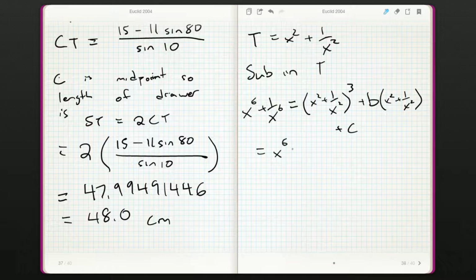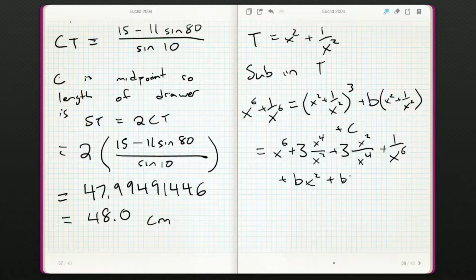But you get x to the 6 plus 3 times an x squared squared, so x to the 4, and then a 1 over x squared. Then 3 times an x squared, and then a 1 over x squared squared, so that'll put an x to the 4 on the bottom. And then 1 over x to the 6. The rest of it is fairly straightforward to expand out, and then still that c by itself.